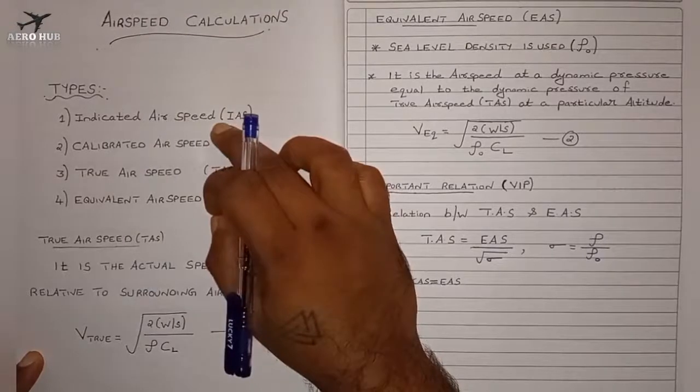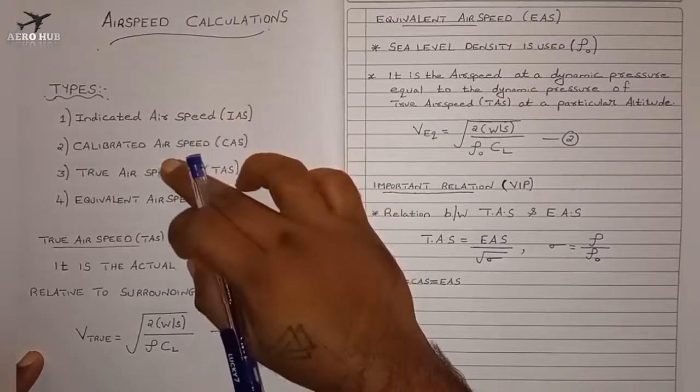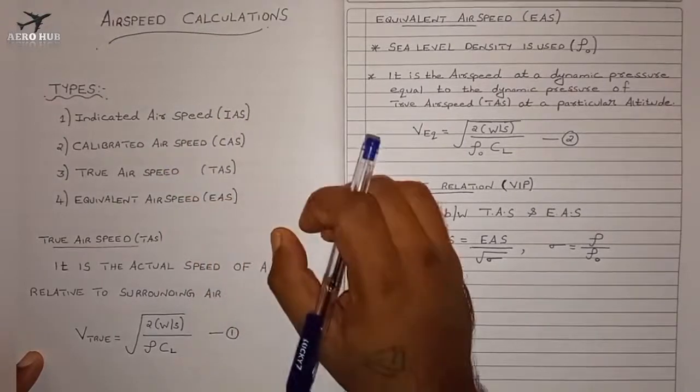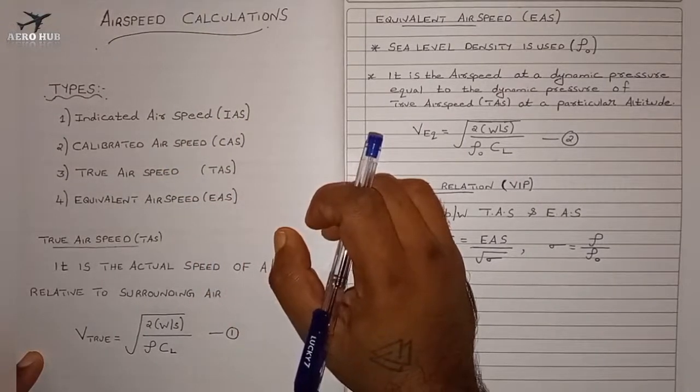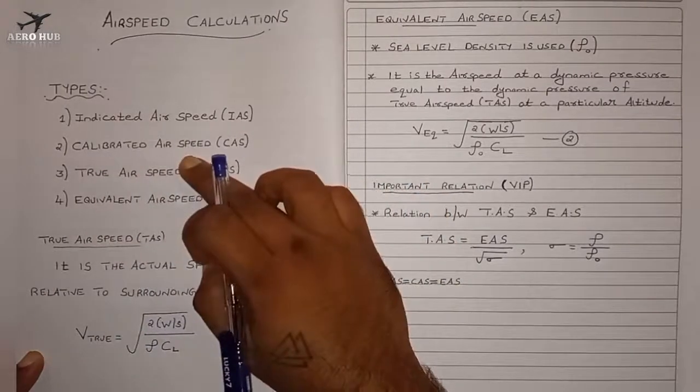Indicated airspeed is nothing but the airspeed indicated by the airspeed indicator, and for calibrated airspeed, we have some errors due to position as well as instrument error. So when you correct the airspeed with respect to the error, it is called calibrated airspeed.